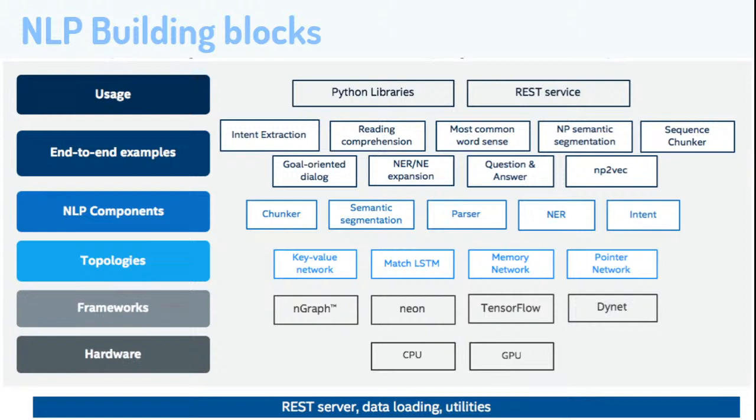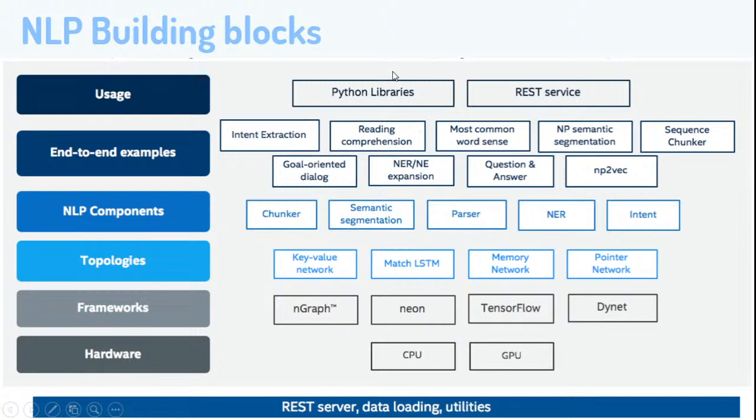Then after that you can move to the top, that is topology. Topologies are key-value network, match LSTM, that is long short-term memory, memory network or pointer network. Memories are nothing but like RAM memories. Then NLP anchor, semantic segmentation, parser, and intent. About this I will show you in the technical session. And end-to-end examples like intent extraction and reading comprehension, so the most common words can be processed using end-to-end examples. And then Python libraries.